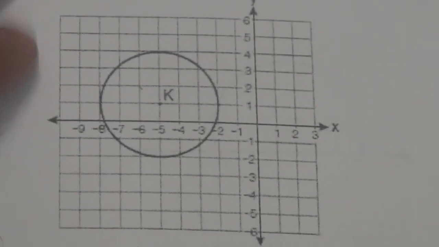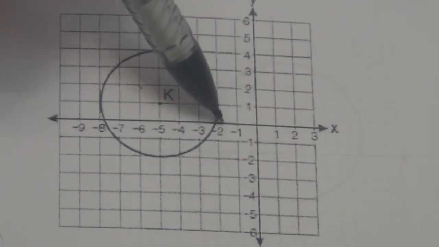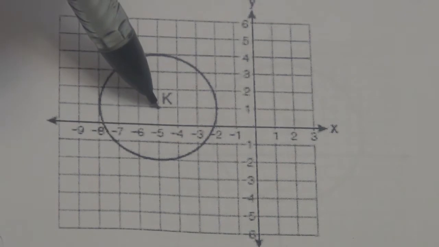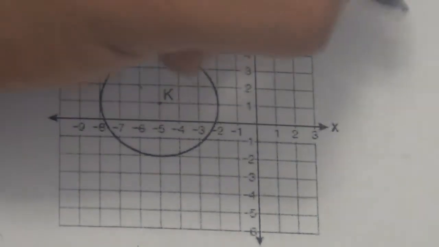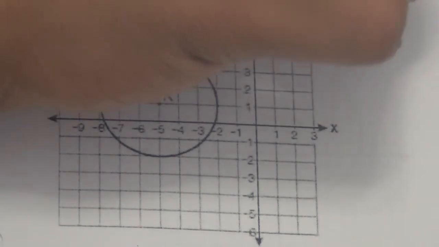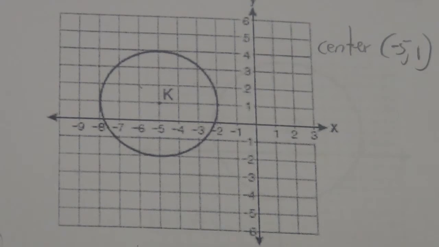So the center here is, well, this is 0, 0, so 1, 2, 3, 4, 5, -5, 1. Okay, so the center is -5, 1. So far so good. Now let's find the radius.